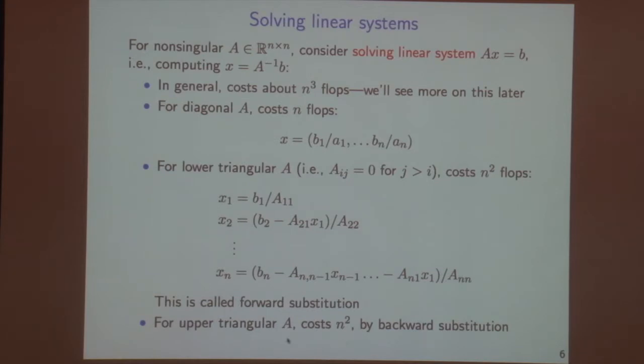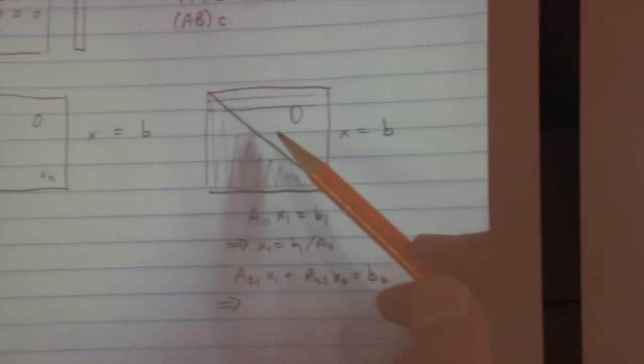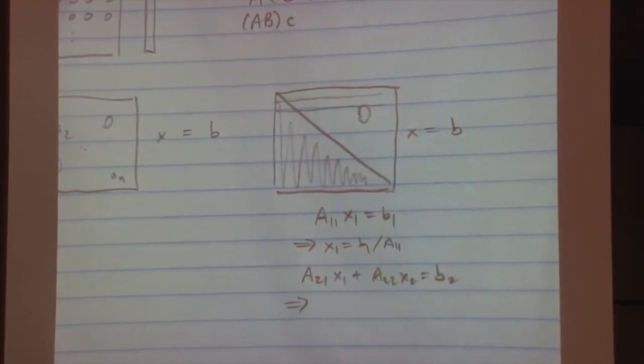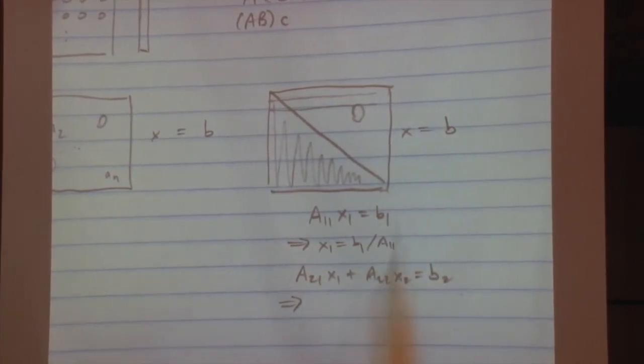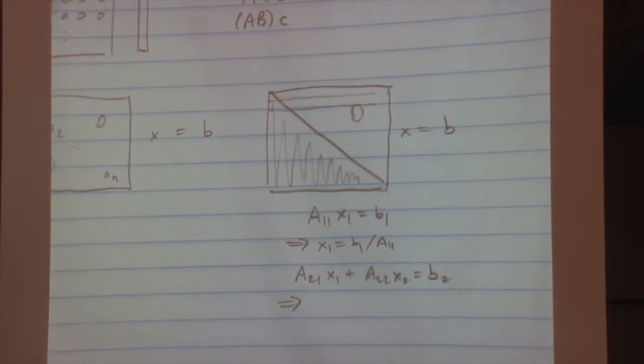If you have an upper triangular matrix, so instead of having non-zeros below the diagonal, you have non-zeros on the diagonal and above, then it's an analogous strategy. It's called back substitution. We just solve for xn first, and it also costs n squared flops.